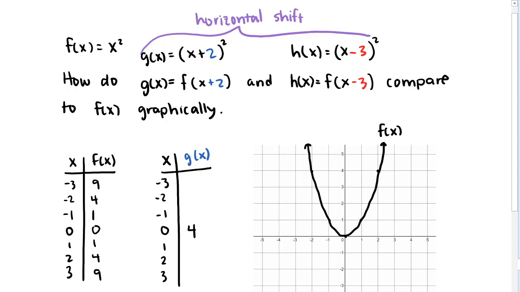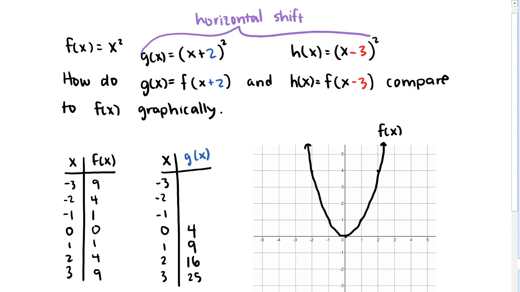If I plug in 1, I get 1 plus 2 is 3, and I square that and I get 9. 2 plus 2 is 4. I square that and I get 16. 3 plus 2 is 5. I square that and I get 25. So already these numbers are getting quite large.